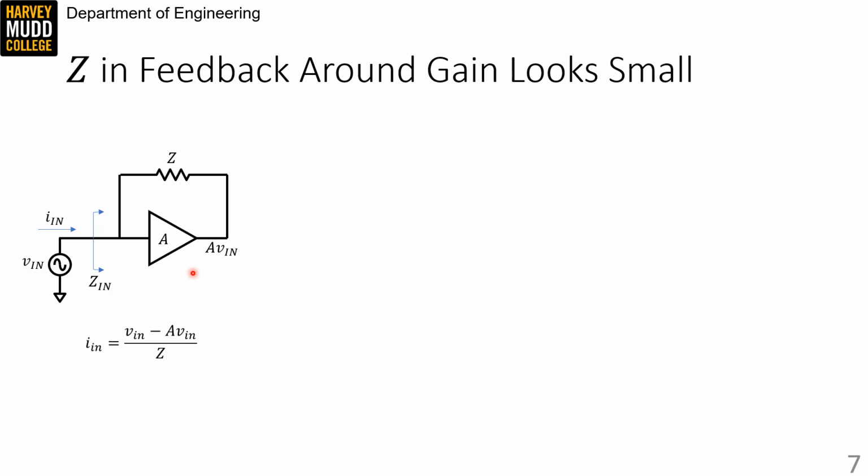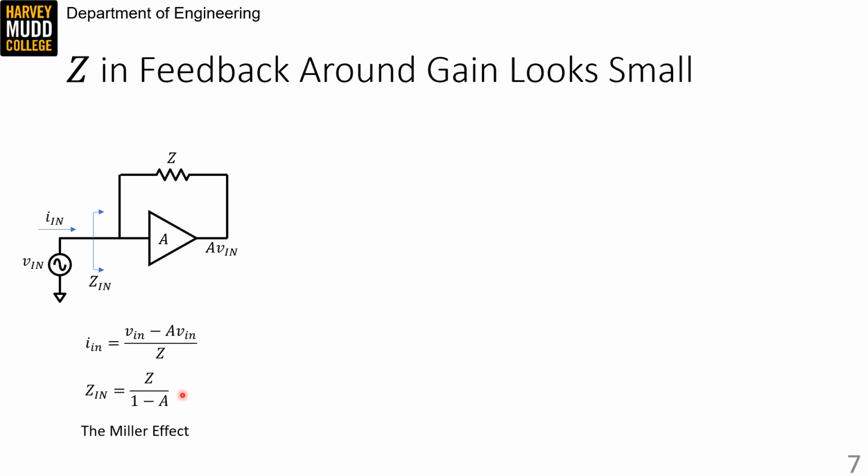We start that calculation by noting that our test current has to flow through Z. So we can do a current balance where I_in is equal to the current through Z, and the current through Z is given by Vin on this side, minus A times Vin, which is set by the amplifier on this side, and we divide that by Z. That means we can do a simple rearrangement to find that Zin is equal to Z over 1 minus A.